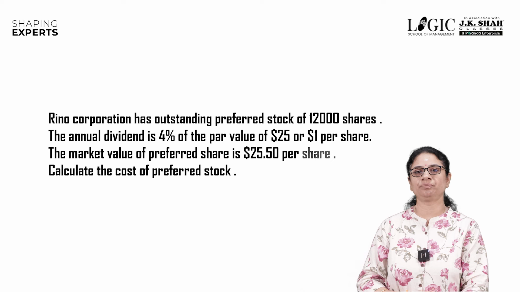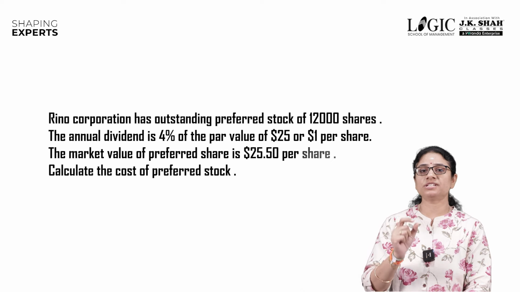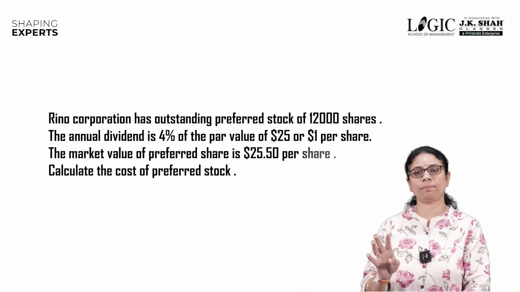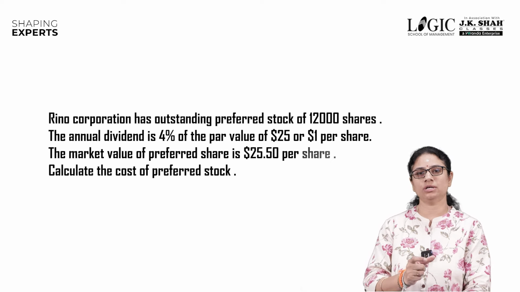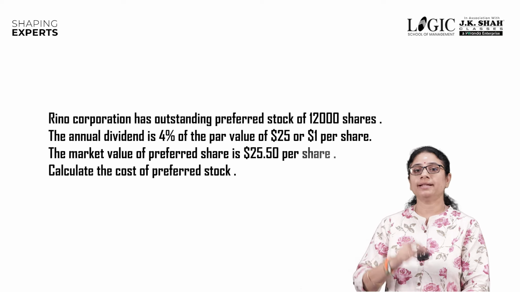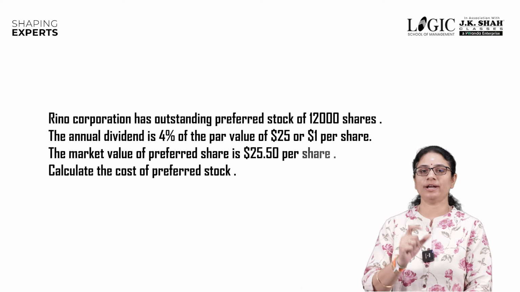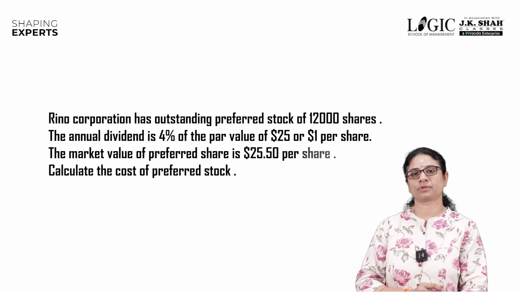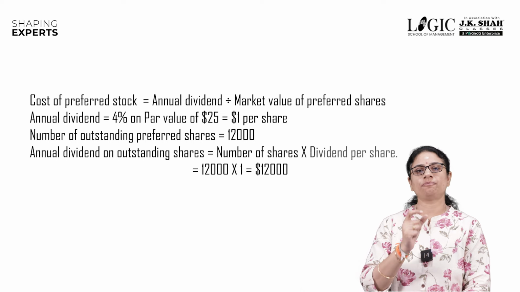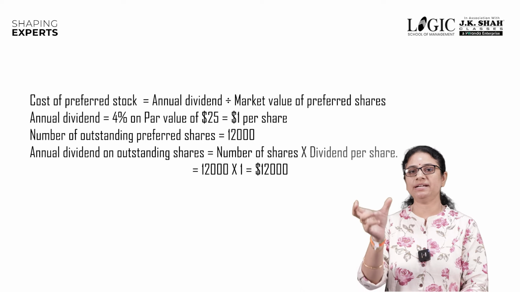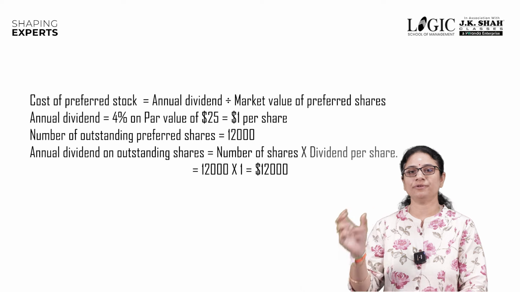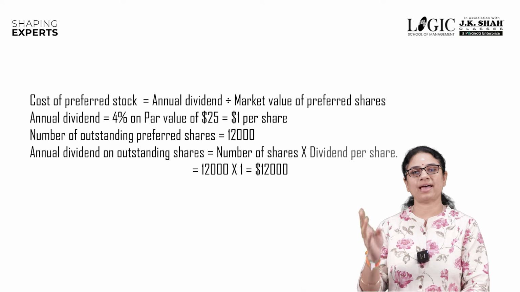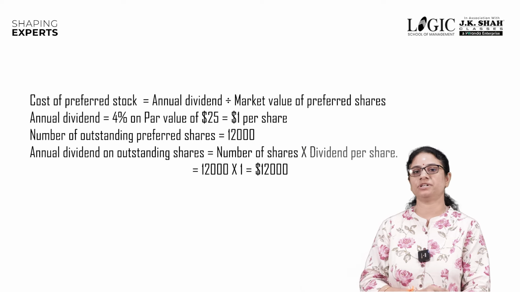Let us take this example. Rhino Corporation has outstanding preferred stock of 12,000 shares. The annual dividend is 4% of par value of $25, or $1 per share. The market value of preferred share is $25.5 per share. Calculate the cost of preferred stock. We know the formula: cost of preferred stock is equal to the annual dividend divided by the market value of preferred shares.